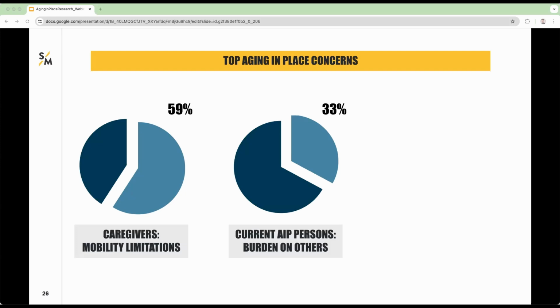And I think what we're seeing here is that all of that leads our aging in place people to feel like their wellness is tied to not necessarily feeling like a burden to those folks that are giving care to them and the folks that are around them.